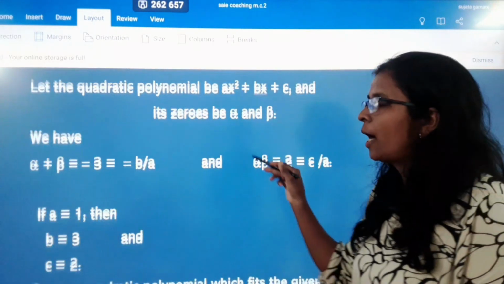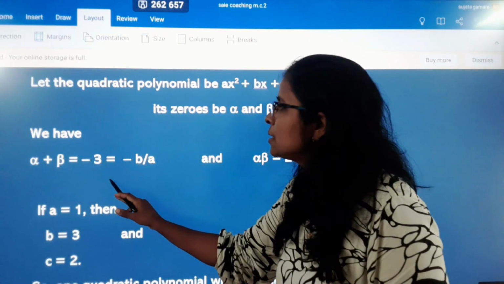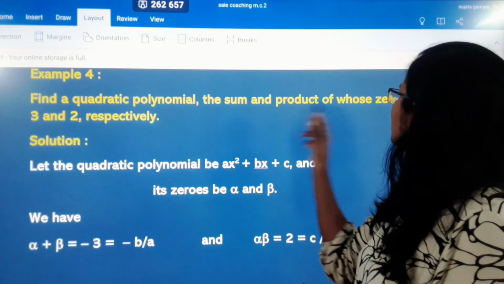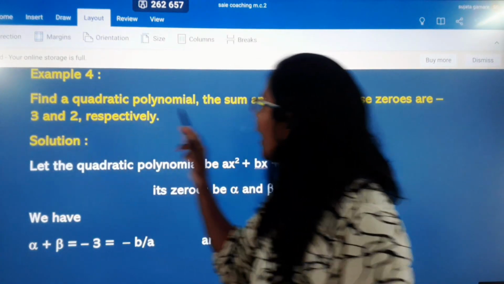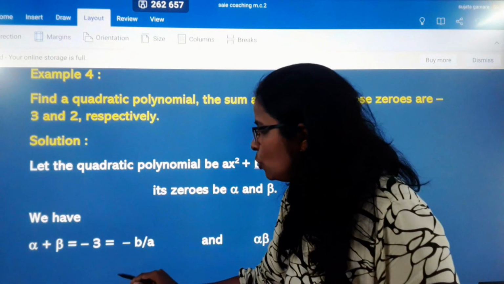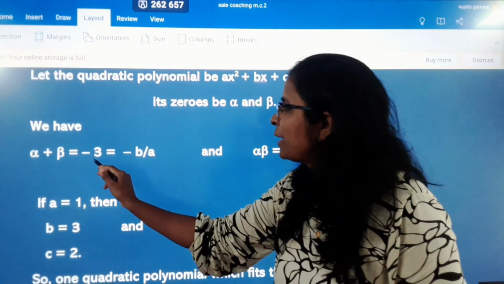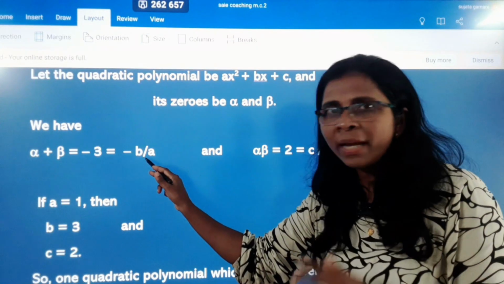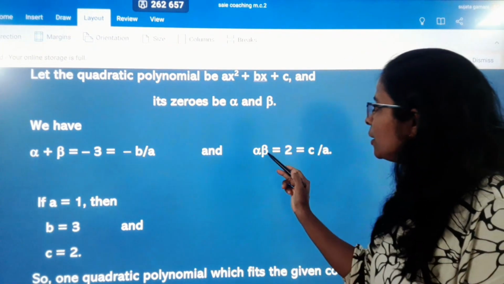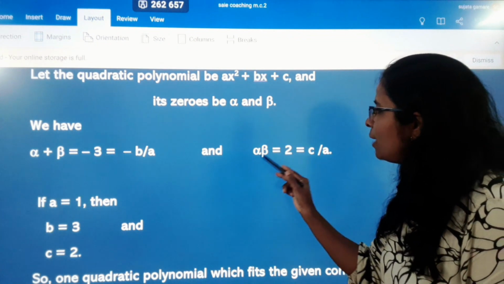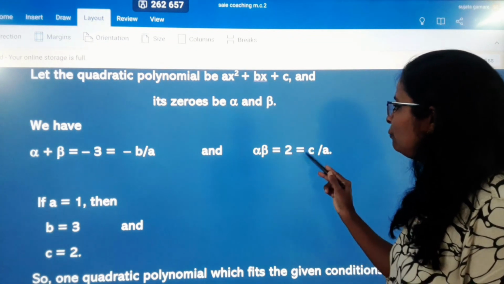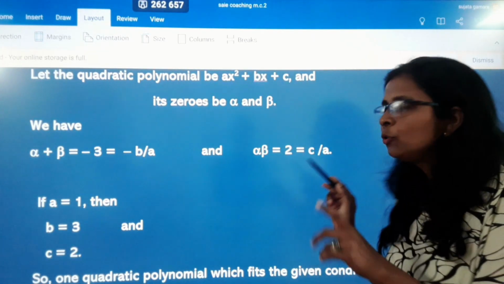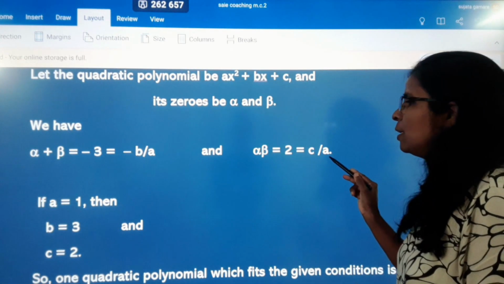So now alpha plus beta, that is the sum of the zeros, is given. The sum of the zeros is minus 3, that means alpha plus beta is equal to minus 3, which is also equal to minus b upon a. And the product of the zeros, alpha into beta, is equal to 2, which is also the constant term upon the coefficient of x square, that is c upon a.